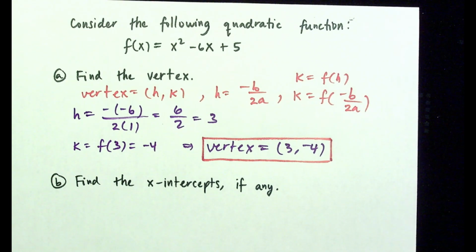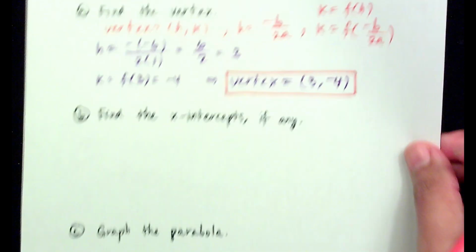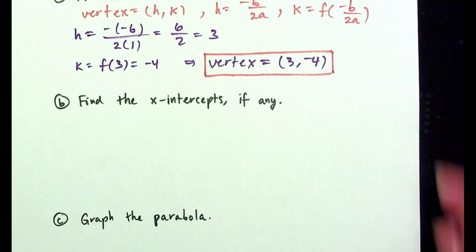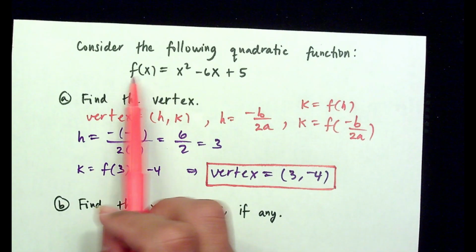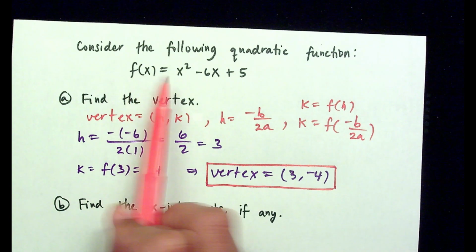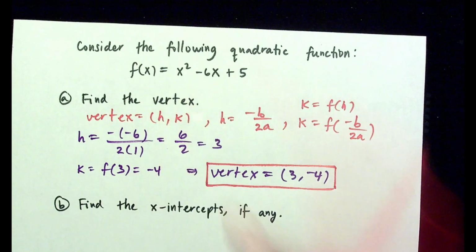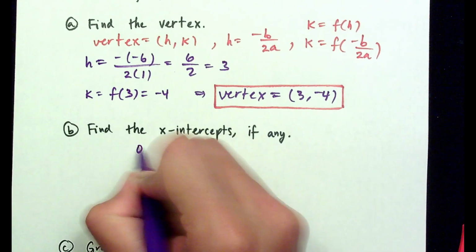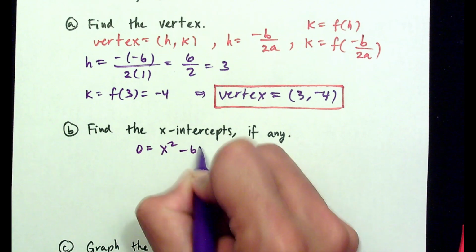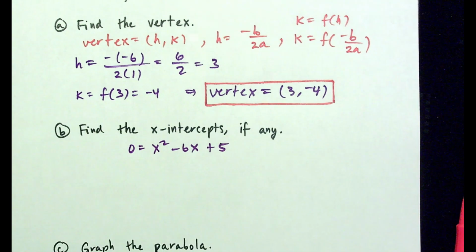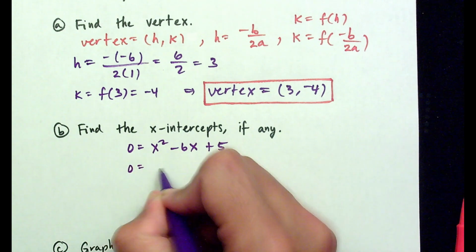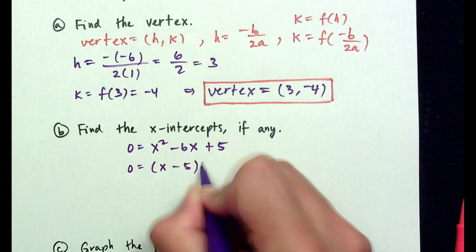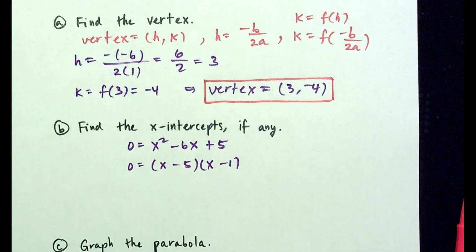Now let's find the x-intercepts. The x-intercepts are found when you set the y equal to 0. The y is the f of x, so setting y equal to 0 is the same as setting f of x equal to 0. So we get 0 equals x squared minus 6x plus 5. And this is a quadratic equation. You can solve this any way you want to. You can use the quadratic formula, or you can factor if it's easy to factor. This one actually factors easily: (x minus 5)(x minus 1).